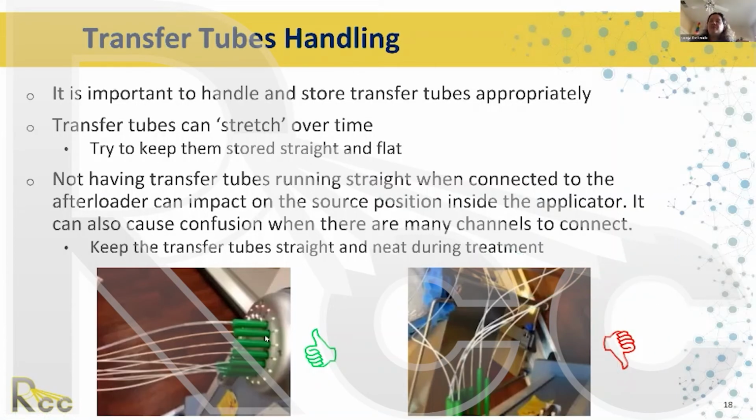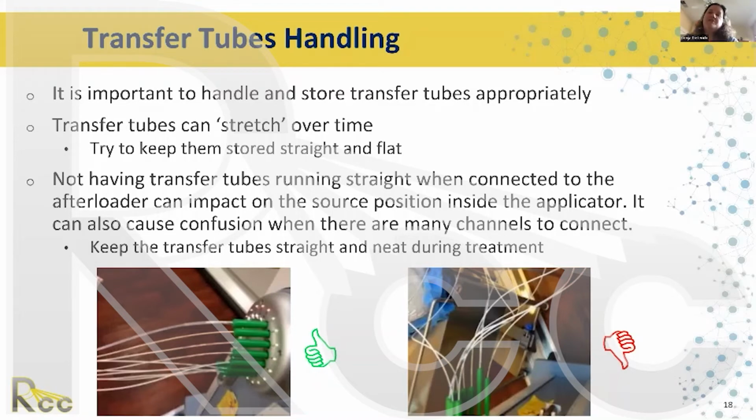Transfer tubes, we often overlook them, but they're very, very crucial because they're part of the overall system. So it is important to handle and store your transfer tubes appropriately. Transfer tubes can stretch over time, especially if the connectors are fairly heavy compared to the diameter of the tube. Depends on the design. So the ideal storage is actually to keep them stored straight and flat.